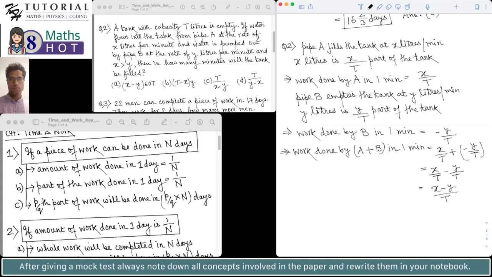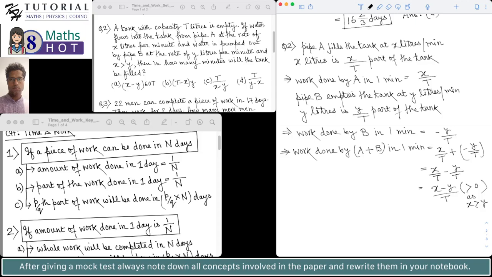Now it is given that x is greater than y. If x is greater than y, then x minus y will be a positive number, so x minus y divided by t will be greater than 0, positive. So positive work is being done in 1 minute by both the pipes A and B. This means that water is being filled per minute in the tank, so the tank will eventually get filled up.